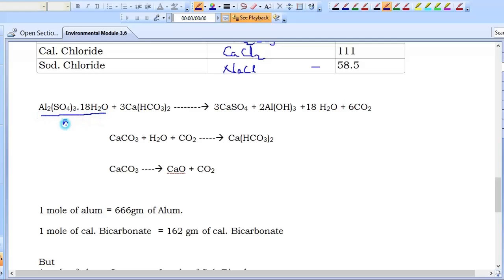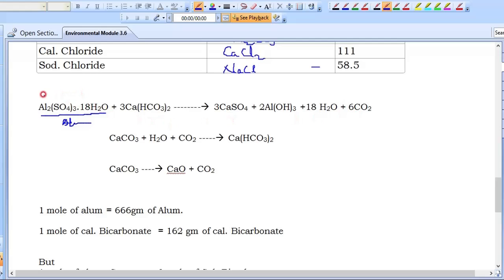Okay, now coming to here, this is the alum reaction. This is a complete alum, and this alum is mixed with 3 parts of Ca(HCO3)2, and it gives 3 CaSO4 plus 2 Al(OH)3 plus 18 H2O plus 6 CO2.